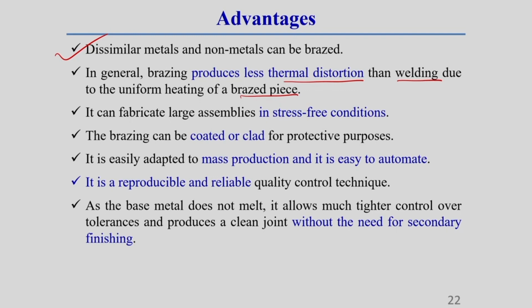That means brazing produces less thermal distortion than welding, because in brazing uniform heating of the braze part occurs. It can fabricate large assemblies in almost stress free condition. This is another very important advantage of the brazing process. The braze can be coated or clad for protective purposes. That means, we can use brazing for coating purposes as well as for cladding purposes.